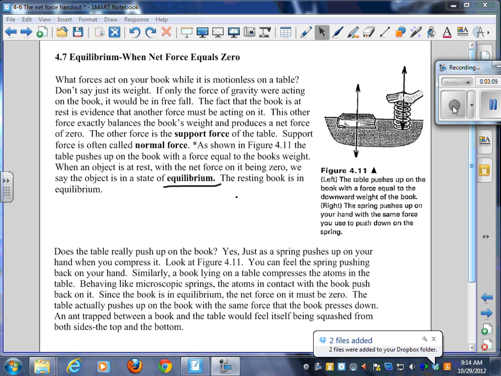Since the book is in equilibrium, the net force on it must be 0. The table actually pushes up on the book with the same force that the book presses down. An ant trapped between the book and the table would feel itself being squashed from both sides, the top and the bottom.